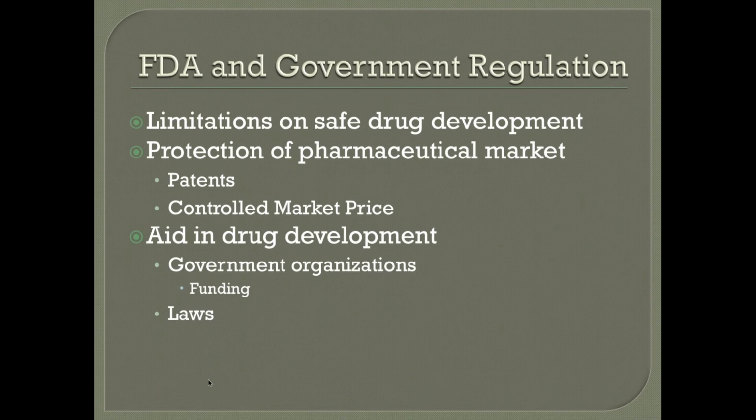FDA and government regulation is usually given to protect and make sure that drugs are safe for consumers to use. In addition, protection and regulation by the government is provided through the use of patents for pharmaceutical companies, as well as controlling market price for consumers. Aid in drug development is also given through the NIH and DARPA and allows for development of drugs that have slow-paced development to speed up and become available on the market much quicker.